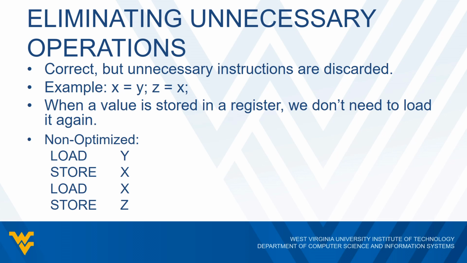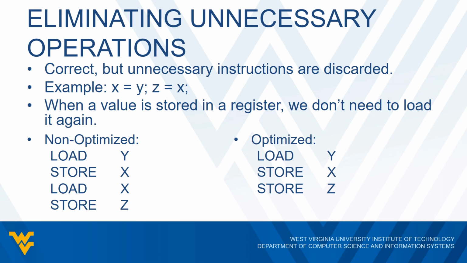So if we take a look at the non-optimized version of this, we would load y into a register and then store it into x. But then we would load x into the register. But that value is already there. That value is y. We don't need this load operation again. We can just simply cross that out. And the final result is we still store it in z. So what we do instead is we just take out the load x operation because we already have that value in the register. There's no need to reload it again.